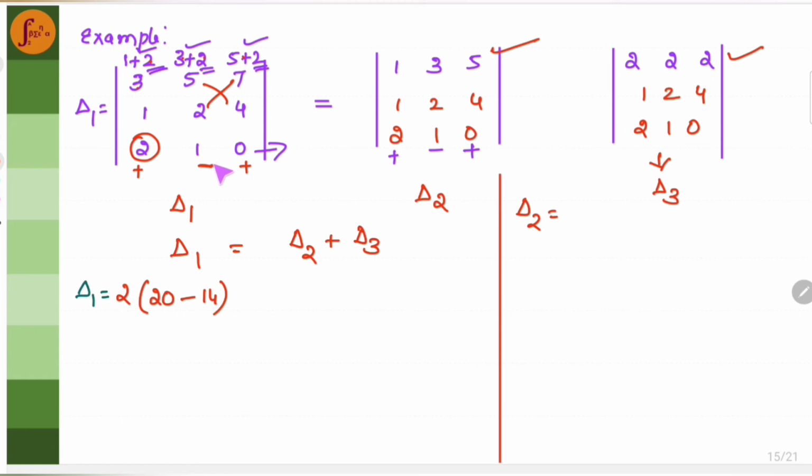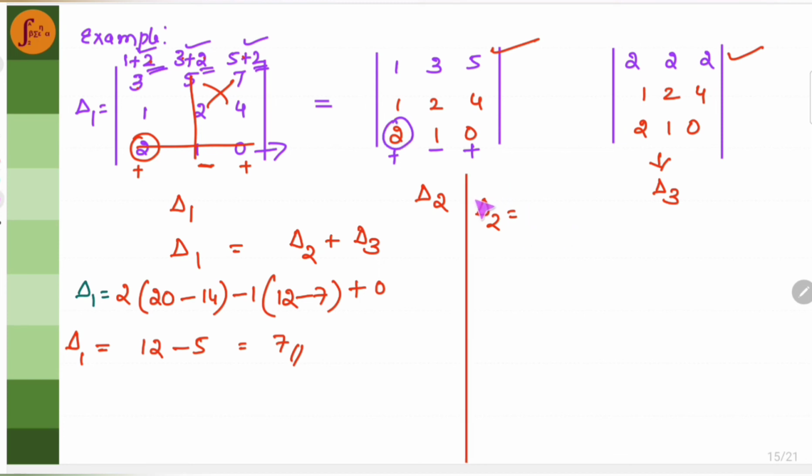Now, the next one is minus. Minus 1 into, let's strike out, minus 1 into 3, 3 4s are 12, minus 1 into 7. And 0 we can ignore. So we'll get 20 minus 14 is 6. 6 into 2 is 12. 12 minus 7 is 5. So we'll get minus 5, which is 7. So this is determinant 1.